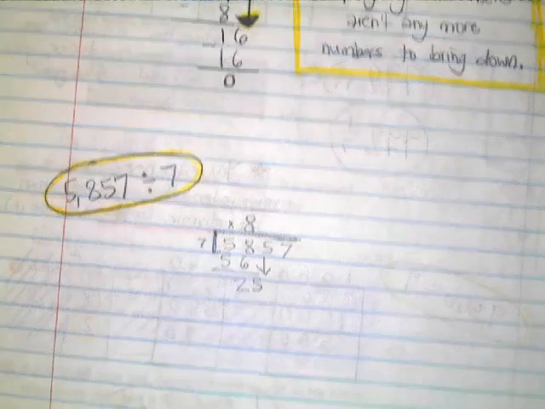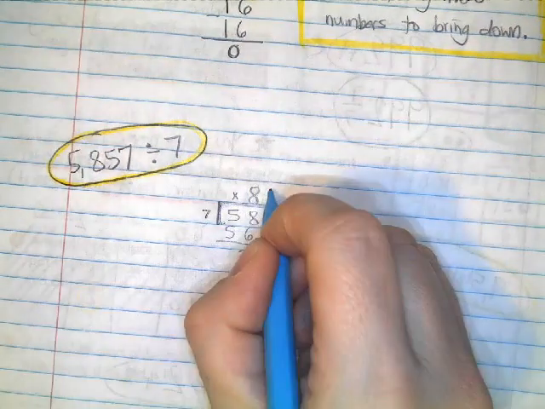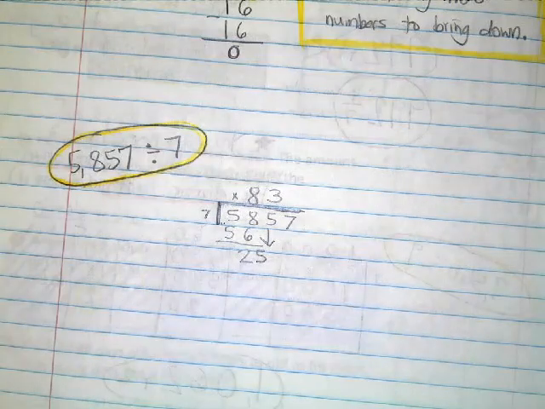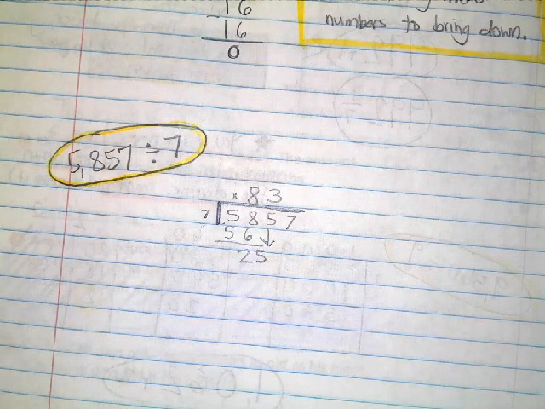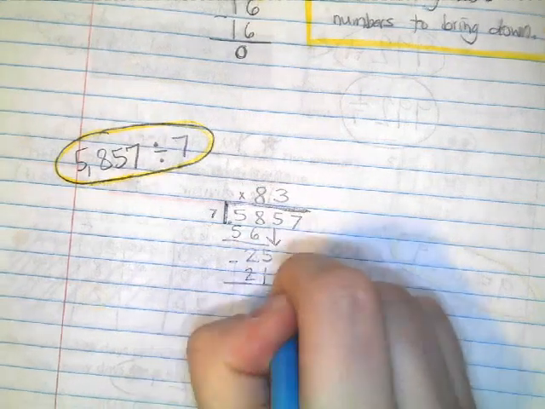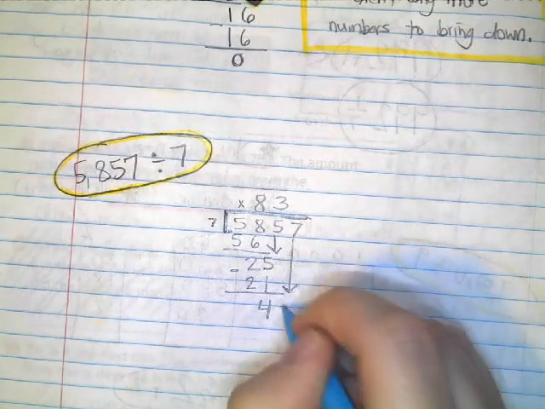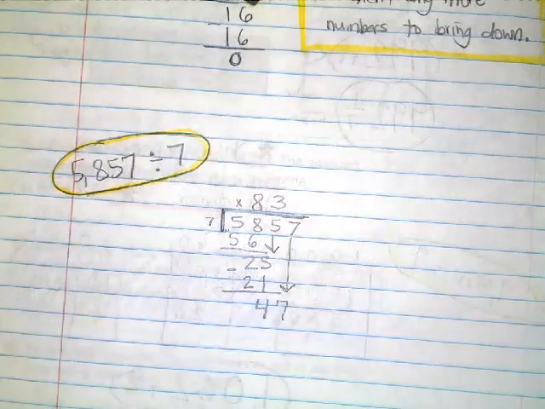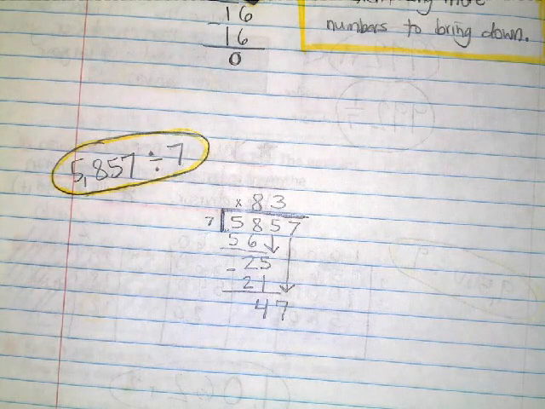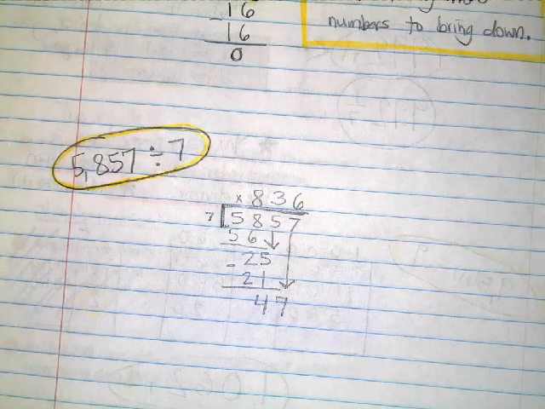Now you're looking at 7 into 25, so you start over. Why am I looking at 25? Because that's the new number. I'm not looking at these numbers on top anymore. 25 is the new number. 7 goes into 25. 4 times would be 28. That's too much. 3 times is 21. So 3 goes on my answer line in the next place value. And 21 goes under the 25 and you subtract it.